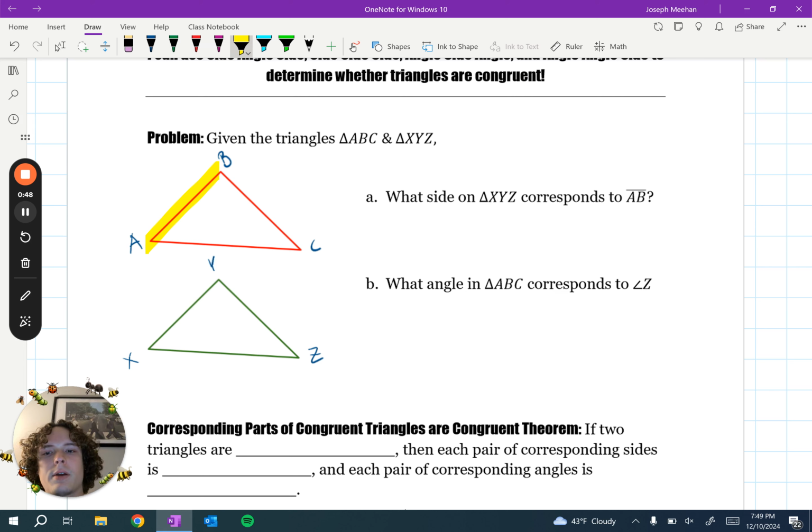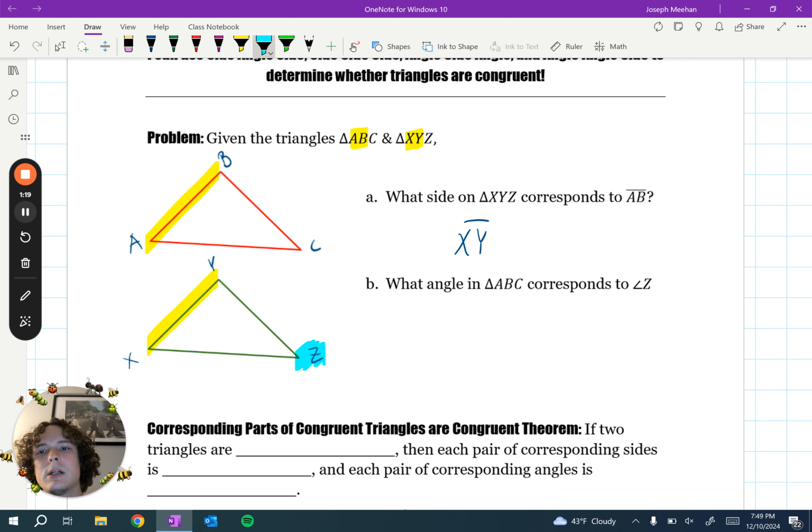The side on XYZ which corresponds to AB might be obvious to you, but it's XY. What I want you to notice here is that when you write the triangles out, like triangle this is congruent to triangle this, AB and XY are in corresponding positions even when you write it out using just letters. Kind of interesting. So what side corresponds to AB? XY.